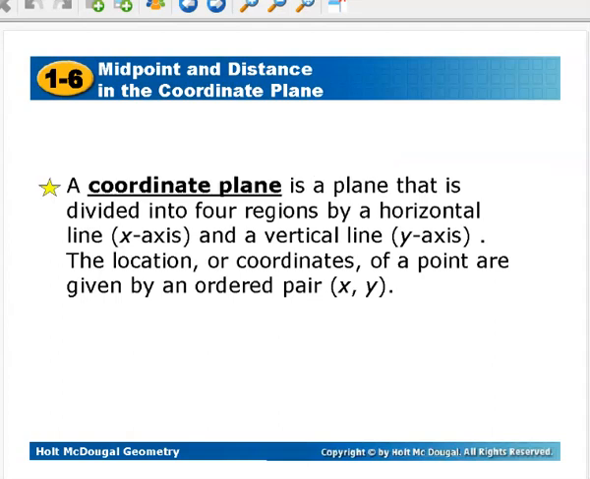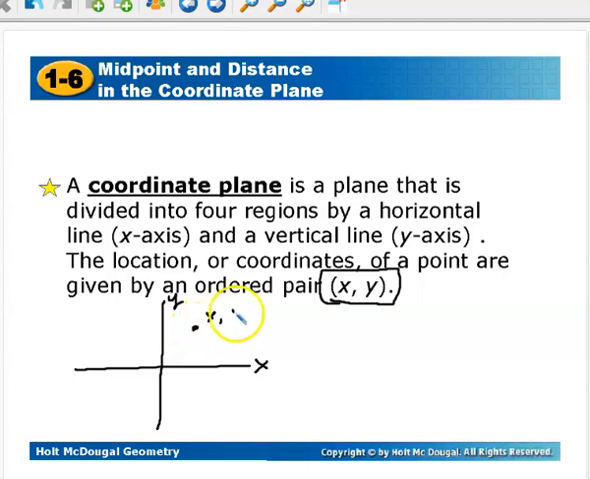A coordinate plane is a plane that is divided into 4 regions by a horizontal line, also known as the x-axis, and a vertical line, also known as the y-axis. I'm sure you're very familiar with these. We use this to determine locations, and we use coordinates to determine those locations, also represented by x and y. So we might have an x and a y for this point out here in space in our coordinate plane.